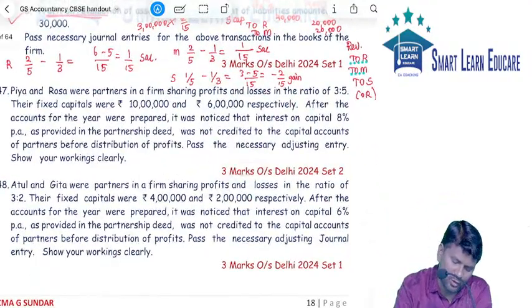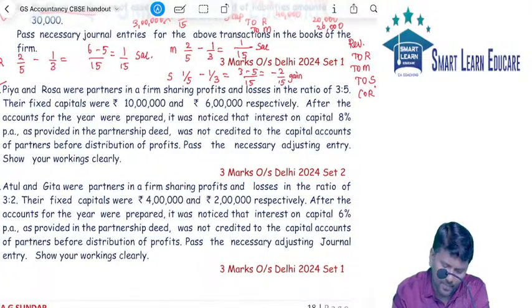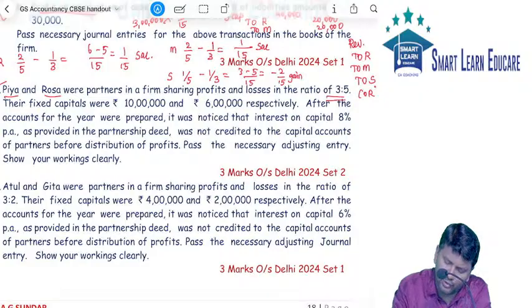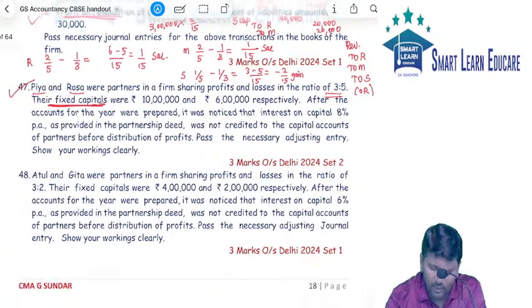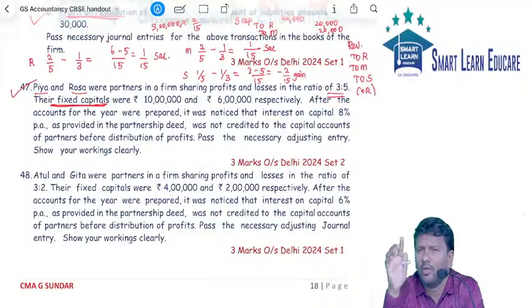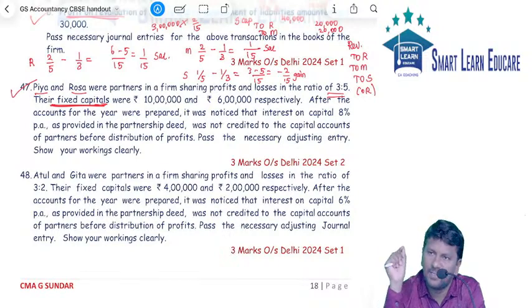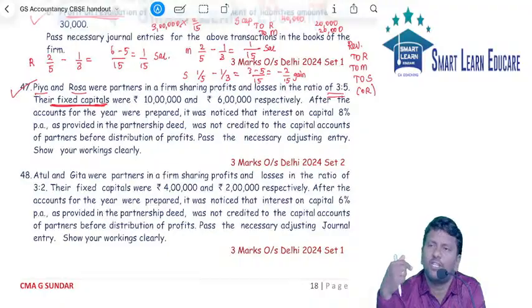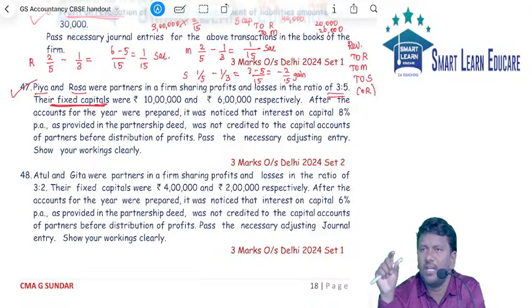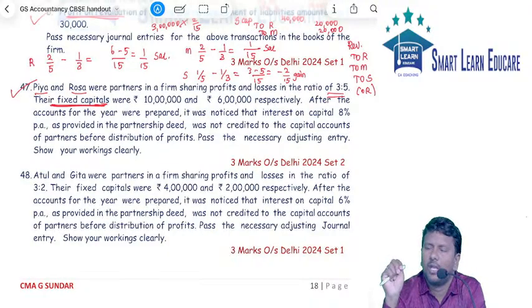Next, question number 47. P and R are partners. Profit sharing ratio 3:5. Fixed capital is specified. It means when you pass the journal entry, you should not use the capital account, you should use the current account. Whenever they specifically state that they are following the fixed capital system, in the adjusting entry you should not use the capital account, you should use the current account.